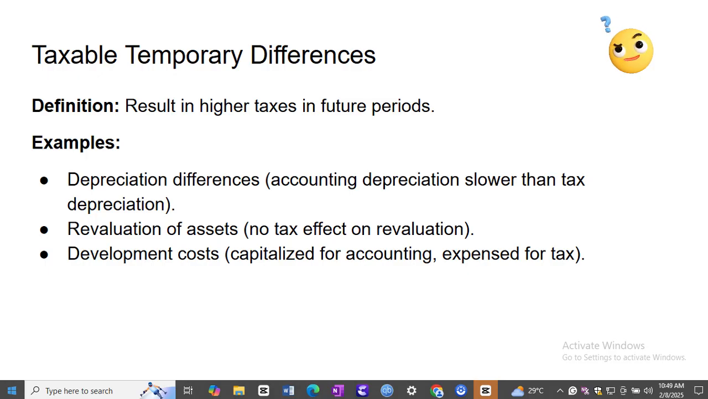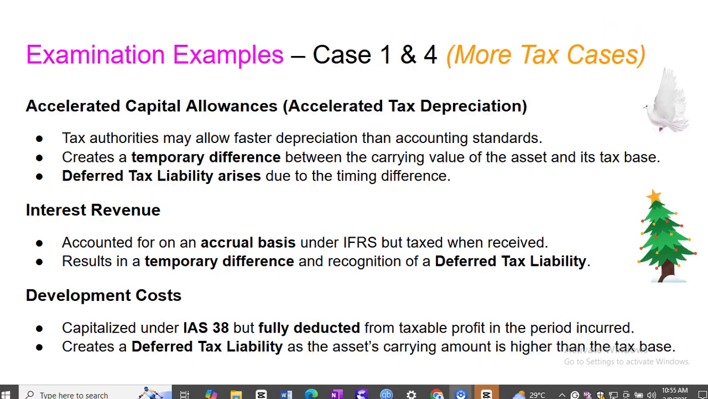So if we're getting a bigger tax deduction up front, that means we'll have to pay more tax later, right? You got it. And that's why accelerated capital allowances, that's what they call it in some countries, typically lead to a deferred tax liability. You're basically deferring that tax payment to a later date. Makes sense. So it's not just about depreciation. Any situation where you get a tax break now that you'll have to pay for later could create a deferred tax liability. What about interest revenue? Does that come into play?